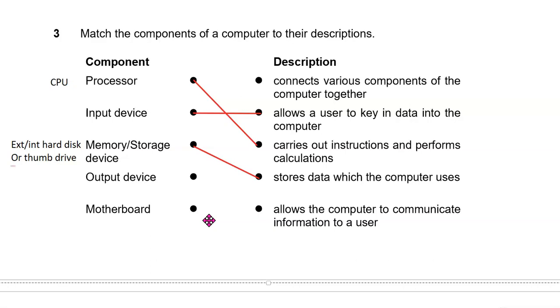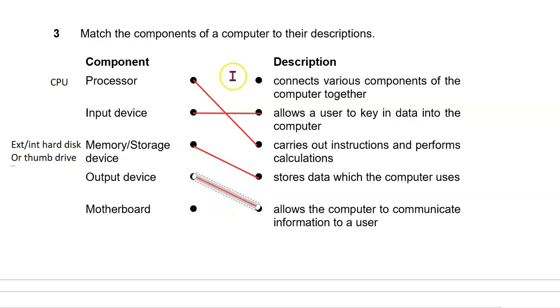For an output device, it will allow the computer to communicate with us. So this is the best answer: allows the computer to communicate information to a user. And finally, the motherboard, which I've shown you, is the green color board that houses a lot of computer parts. It will connect various components of a computer together. Okay, so this is the answer.